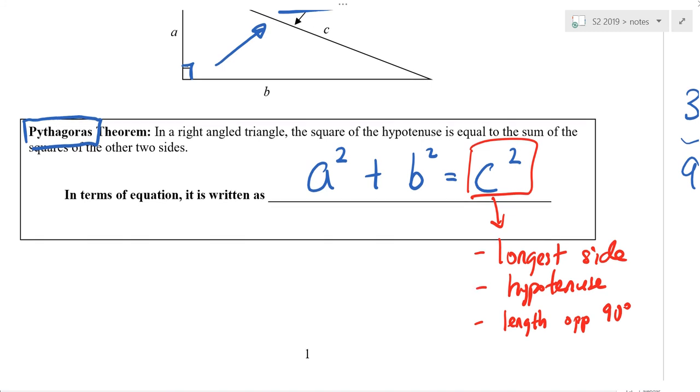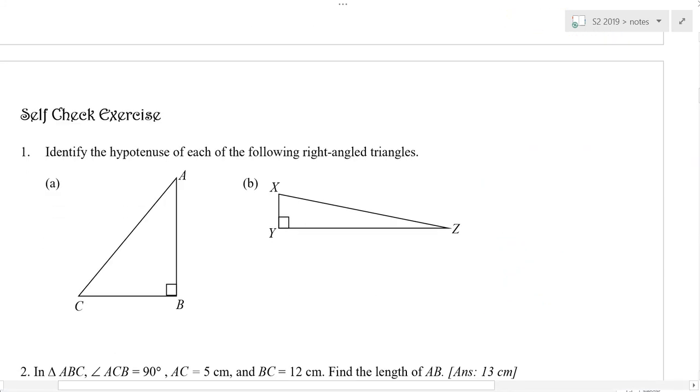Now let's jump to the next activity. Easy to identify hypotenuse. Yes, right? Do you manage to write down?